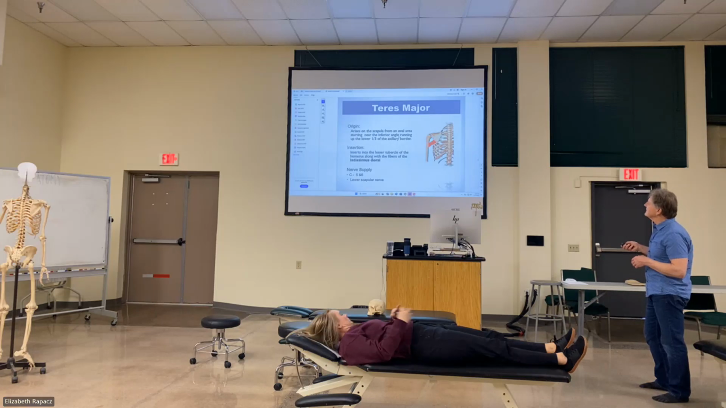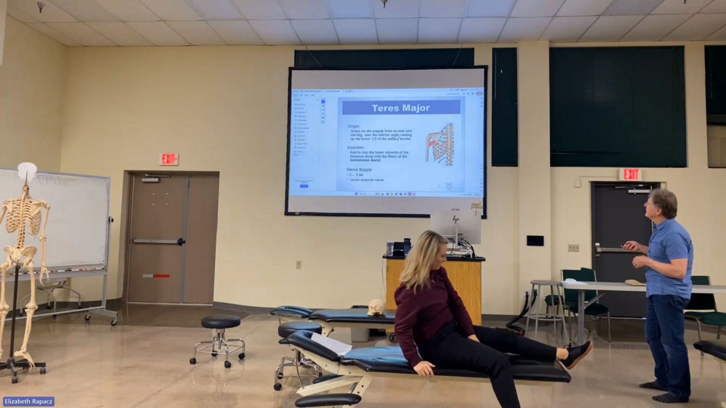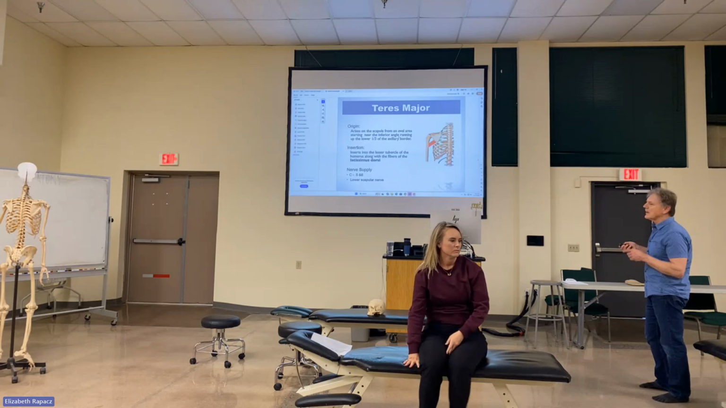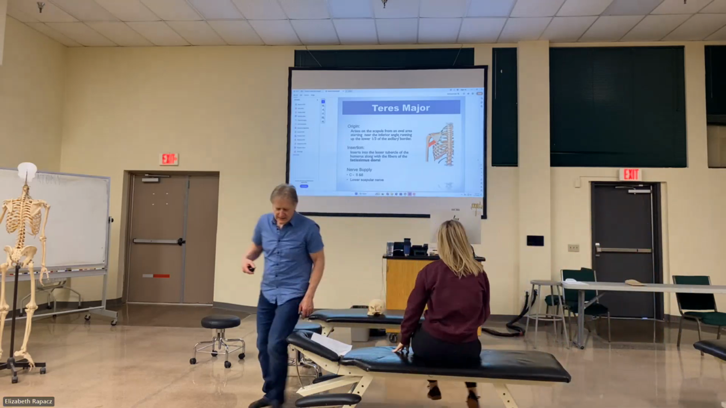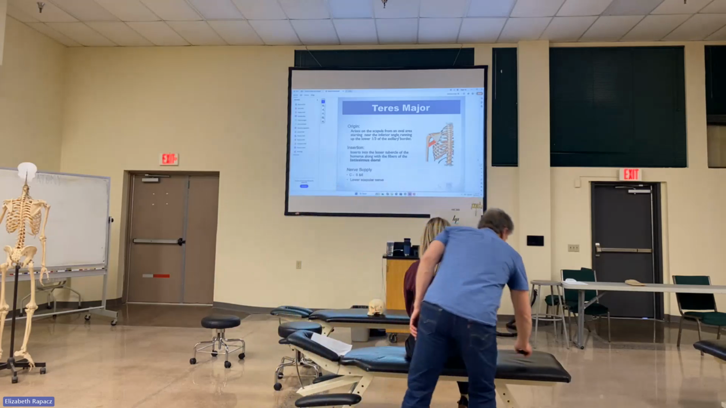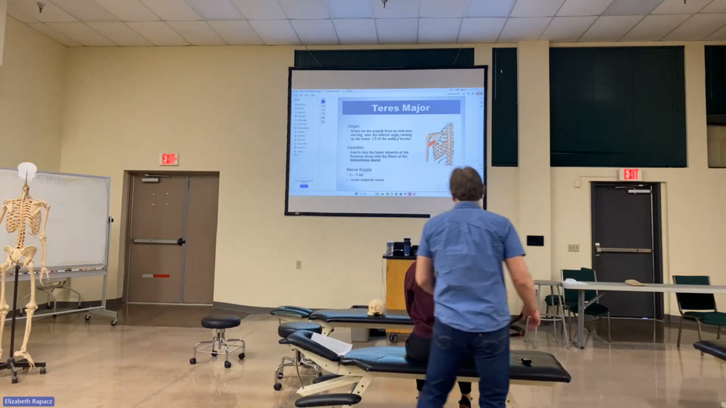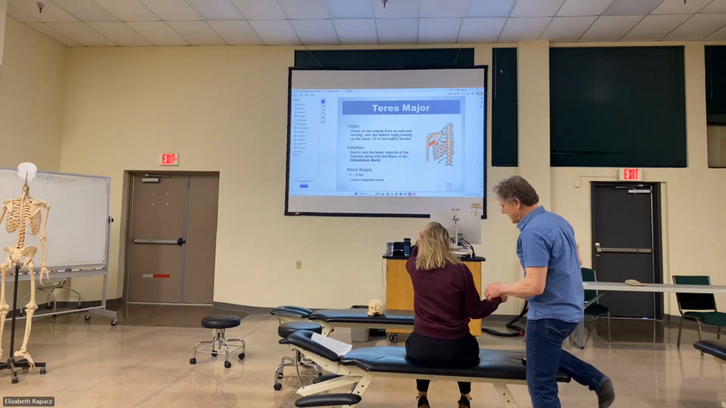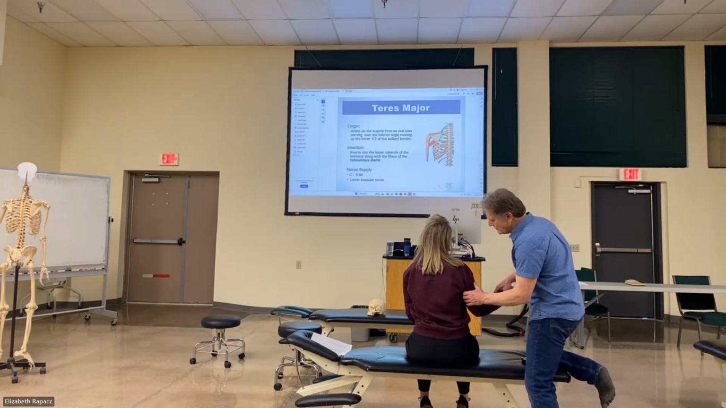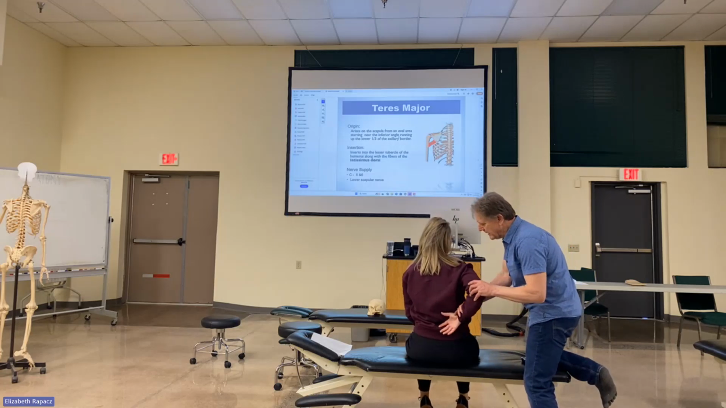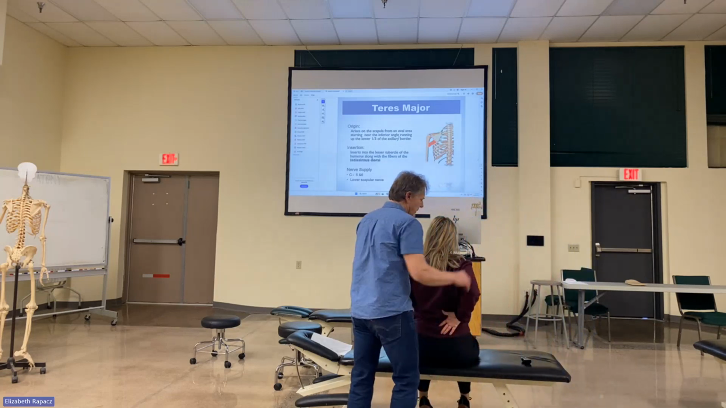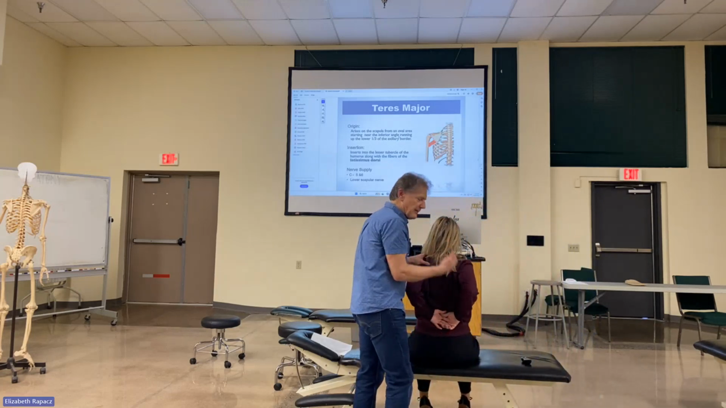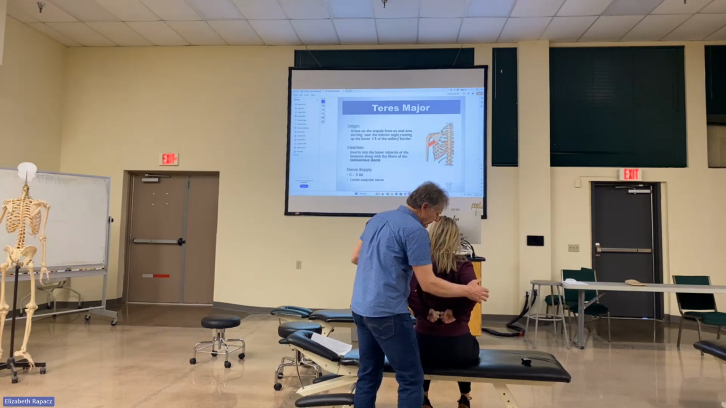Teres major. Okay. C5-6. It's not a rotator cuff muscle, but it's right next to the rotator. You get teres minor, which is a rotator. This one is an internal rotator and extender. And you want to bring them into full, give that muscle a chance to be in full contraction. Or you would do both. Just do one.